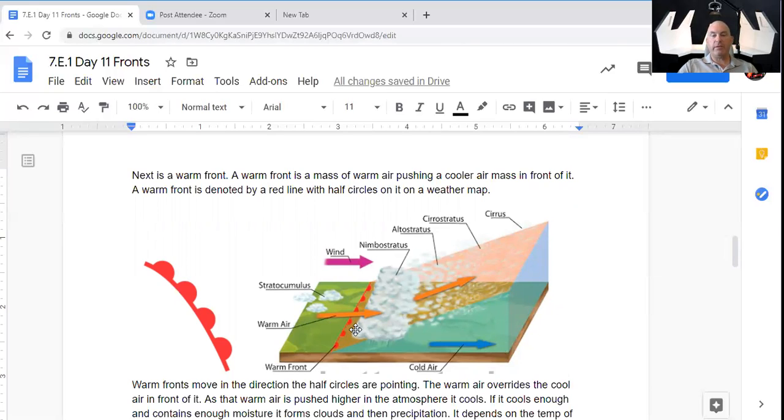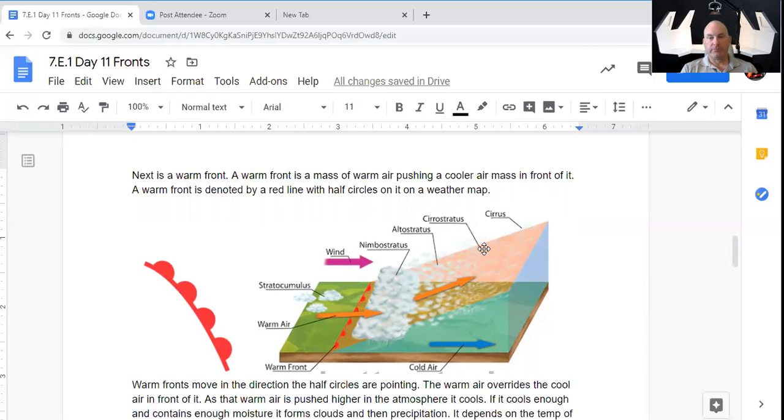Now, the one thing about it is, again, you have that wedge. There's the wedge. It's kind of reversed this time because there's the front right there, with the line with the little half circles on it. The half circles face the direction of travel, which is that way, and pushes that front along. But again, the warm air kind of overrides the back of this mass of cold air.